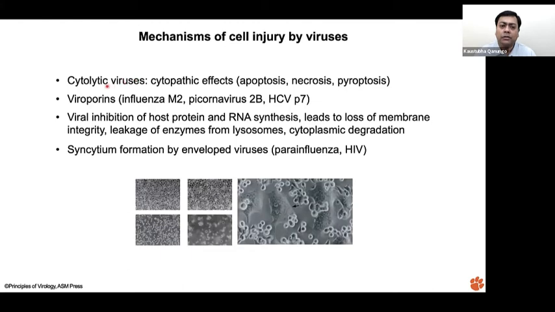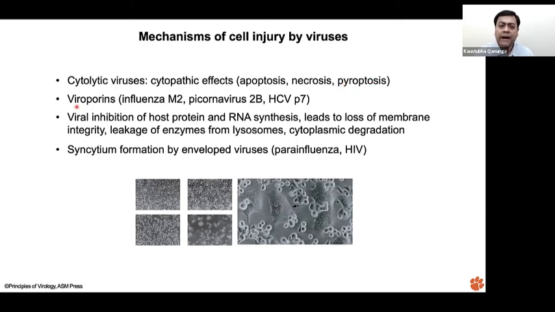So there are lots of cytolytic viruses which can cause apoptosis, necrosis, and pyroptosis, just different ways. Apoptosis is a programmed cell death by the caspase. Necrosis is a direct killing by some of the toxic substances, killing the cell. Pyroptosis is when the cells die due to the inflammation.